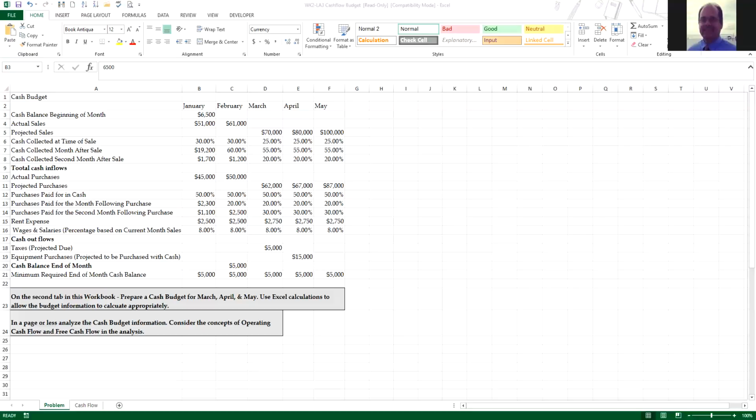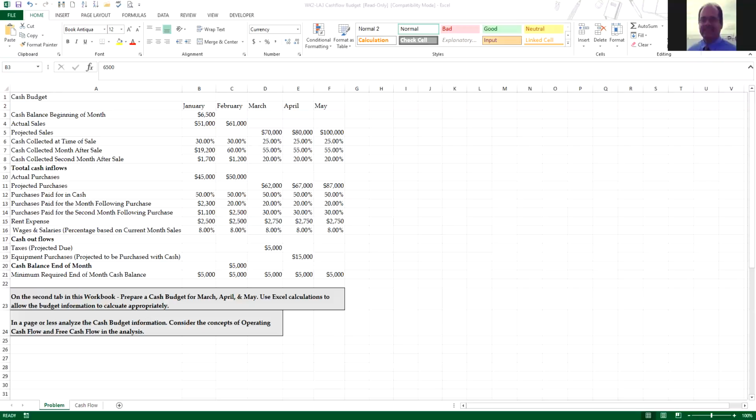G'day class. In this module, I'm going to walk you through performing the calculations using Excel for week 2, learning activity 3, the cash flow budget. Now I'm going to be using different figures like I did with the accelerated depreciation exercise. So the concepts are going to be the same. Just apply the same processes and steps as you would to the original problem.